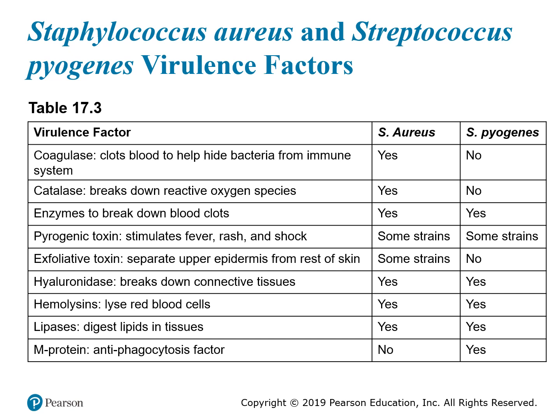This chart here just compares Staph aureus and Strep pyogenes and the different virulence factors that they have as far as being able to infect a patient and how they infect the patient, the different factors that they can use for infection.